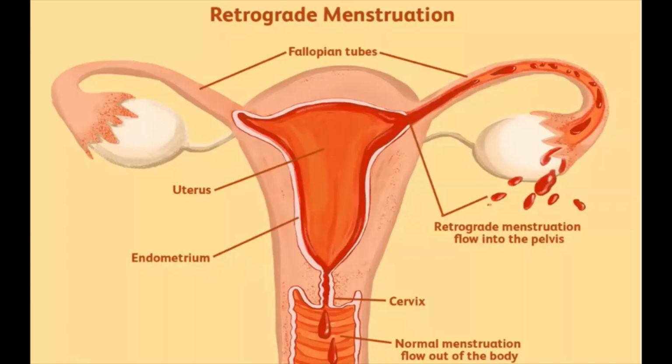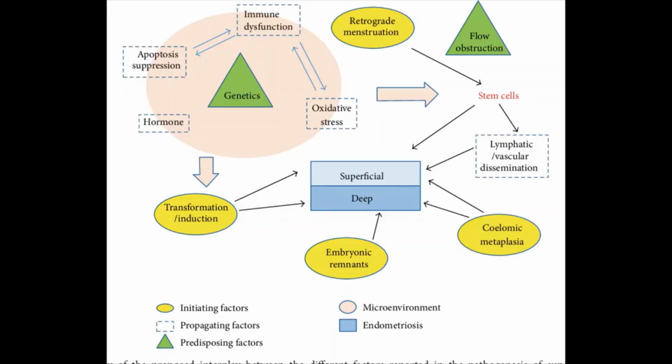Another theory is transformation of peritoneal cells, which is known as the induction theory. Experts propose that hormones or immune factors promote transformation of peritoneal cells, which are the cells that line the inner side of your abdomen, into endometrial-like cells. Another theory is embryonic cell transformation. Hormones such as estrogen may transform embryonic cells, which are the cells in the earlier stages of development, into endometrial-like cell implants during puberty.